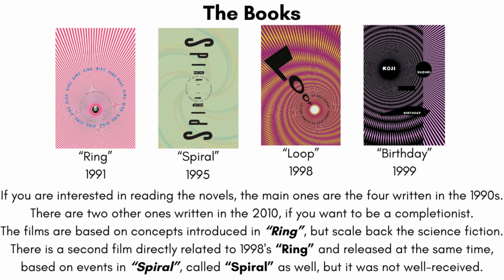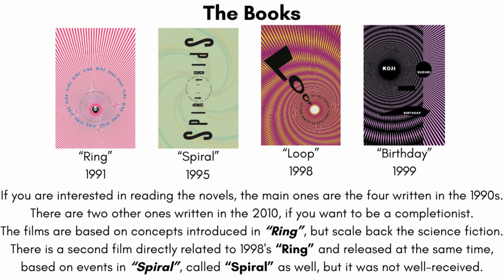Let's look at the books. We have Ring in 1991, Spiral in 1995, Loop in 1998, and Birthday in 1999. If you are interested in reading the novels, the main ones are the 4 written in the 1990s. There are 2 other ones written in the 2010s if you want to be a completionist. The films are based on concepts introduced in Ring, but scale back the science fiction.